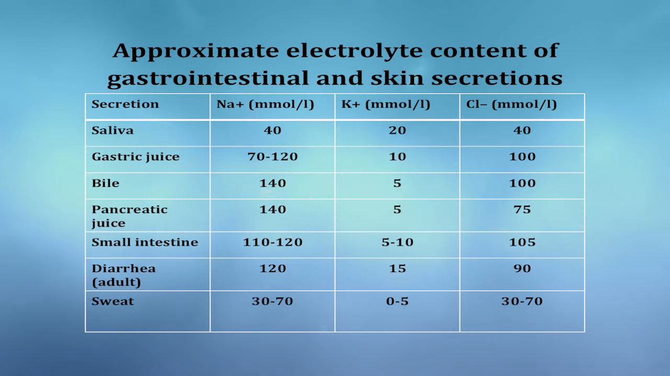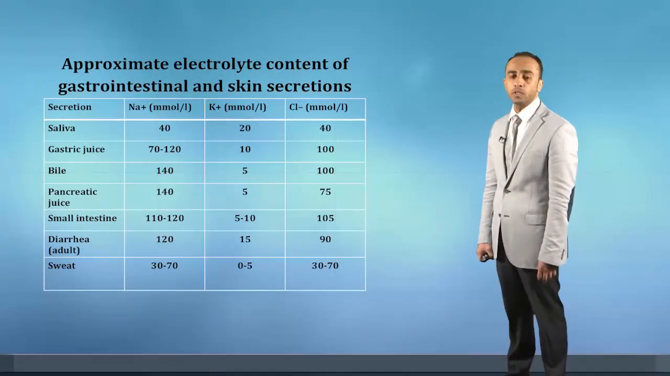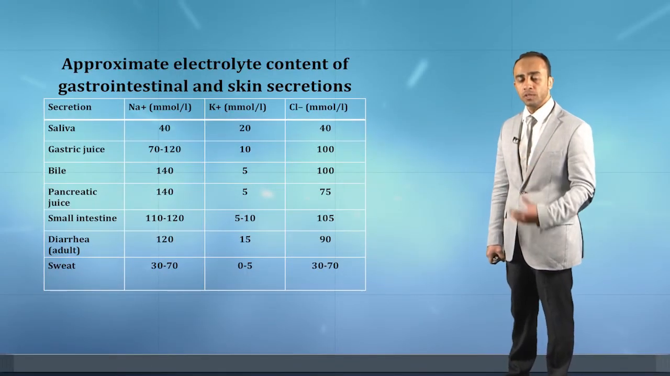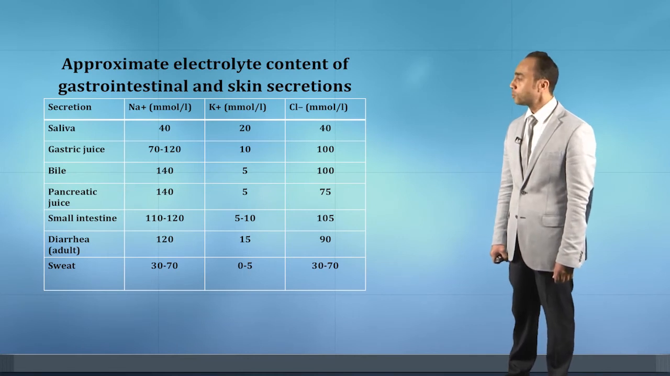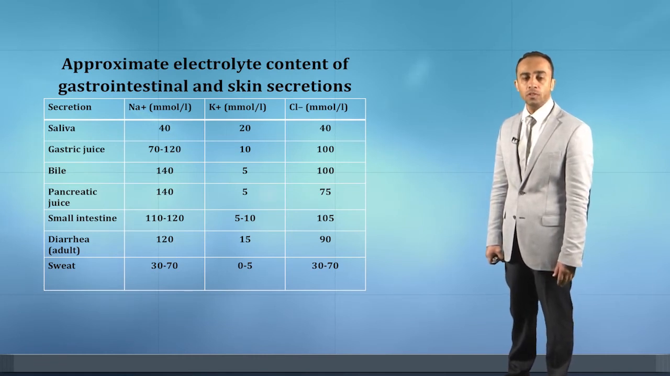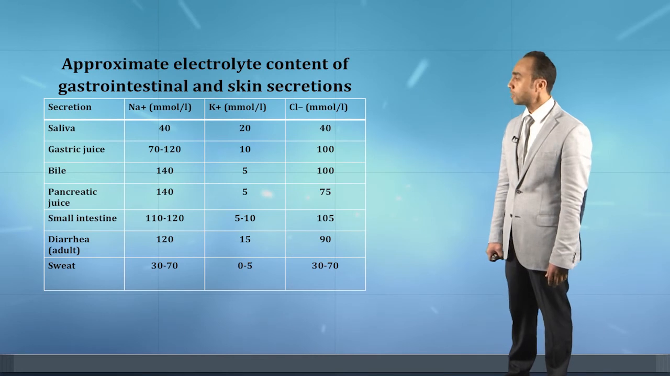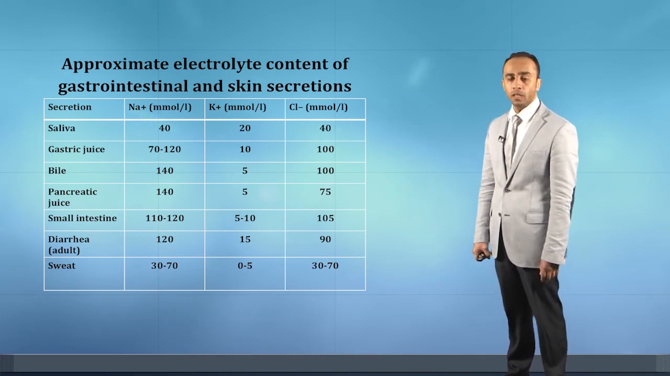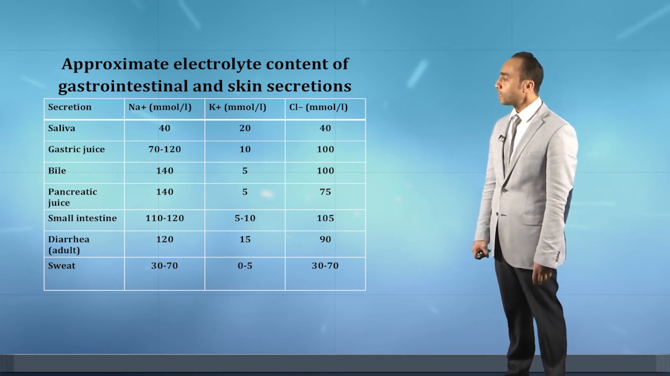So if we look at this table, it's very important. I'm comparing here the saliva, the gastric juice, the bile, pancreatic juice, small intestine, as well as diarrhea, and also the loss by the skin through the sweat. Sodium in saliva is around 40, and from the stomach is around 70 to 120. So that's why it's very important in a surgical patient who is connected to nasogastric tube aspiration. By the bile, the same thing for a patient who is having drainage in the bile for whatever biliary surgery, they can lose around 140 millimole per liter of sodium. And from diarrhea is around 120 millimole.